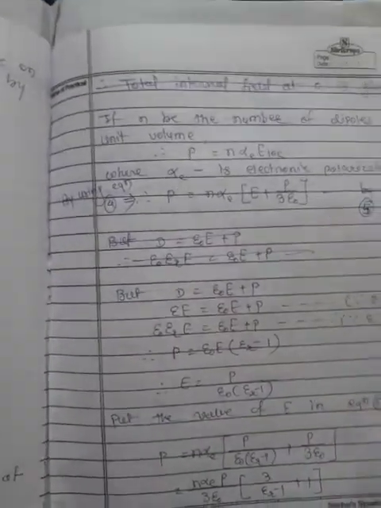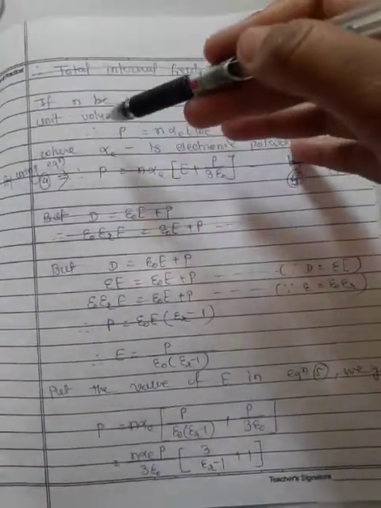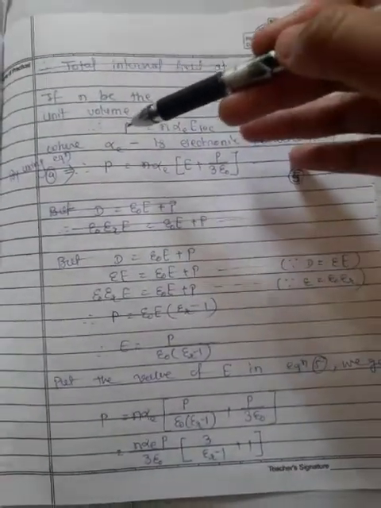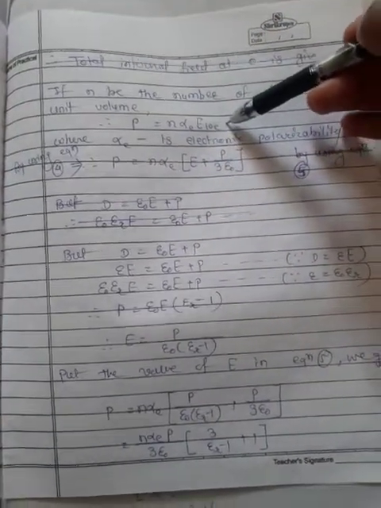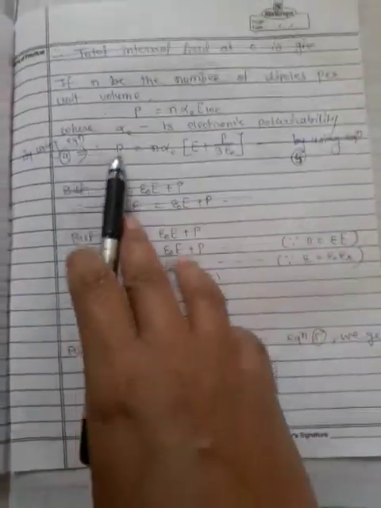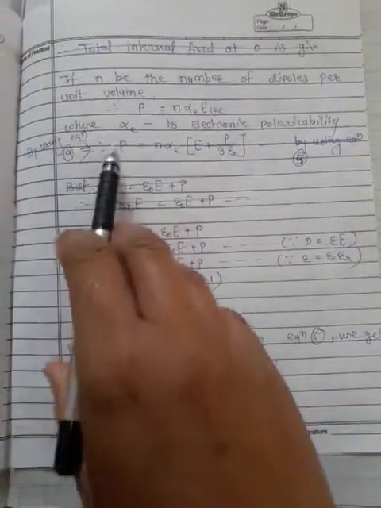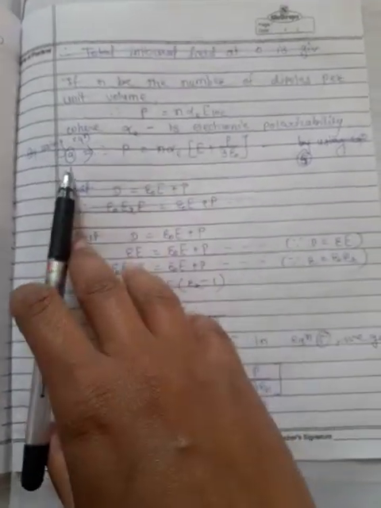This E local, equation 4, is known as the Lorentz field. If n is the number of dipoles per unit volume, then P is defined as n alpha E local, where alpha is the electronic polarizability, or the molecular polarizability.